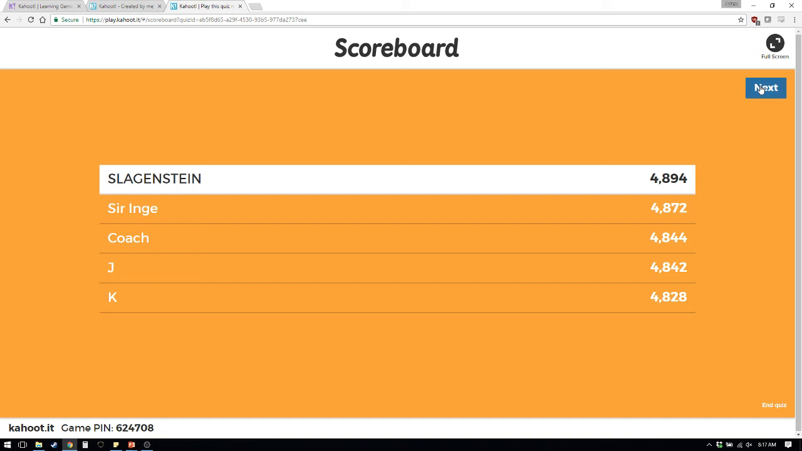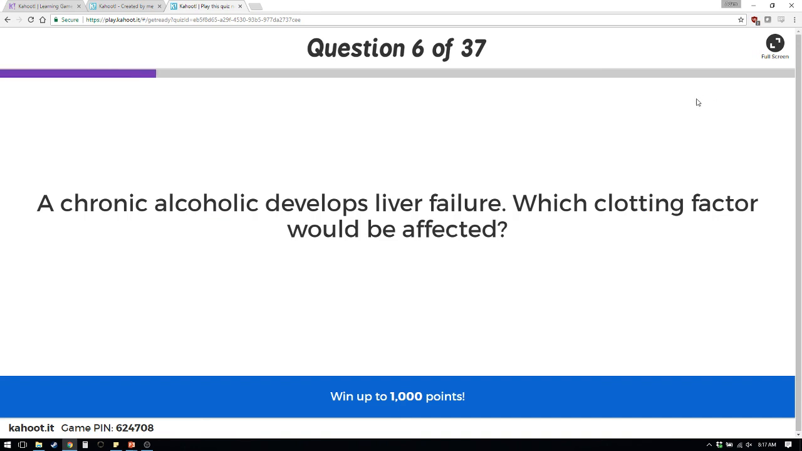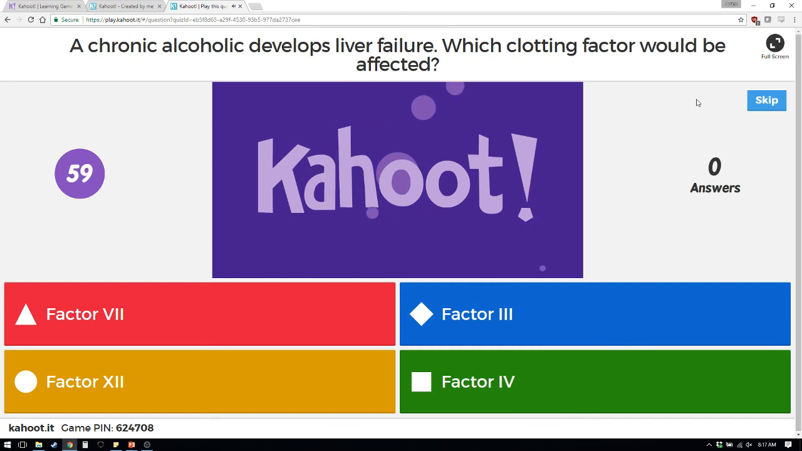Right. So a chronic alcoholic develops liver failure. Which clotting factor could be affected? Which production of a clotting factor could be affected?